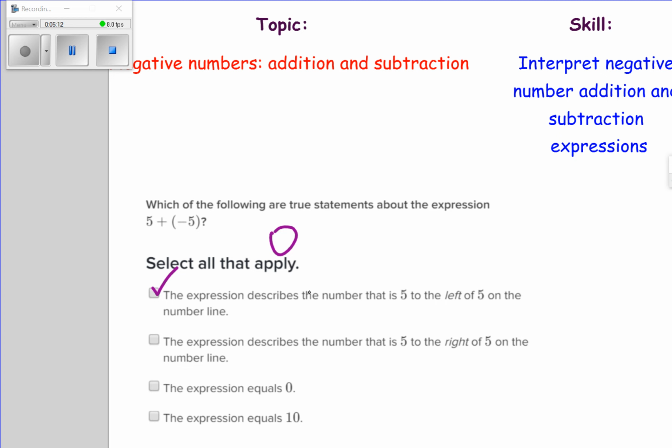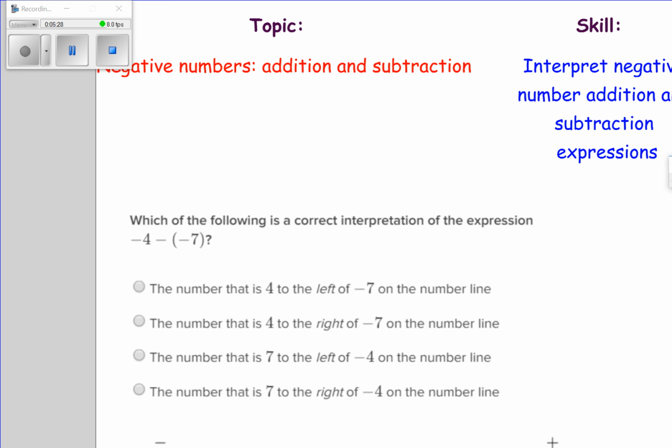The expression describes the number that is 5 to the right of 5 on the number line. If I start at 5 and I go 5 to the right, I'm over here at positive 10, so that's not true. The expression equals 0. That's true. And the expression equals 10. Not true. Oh, nope, there's one more. And this one's probably a little tricky.